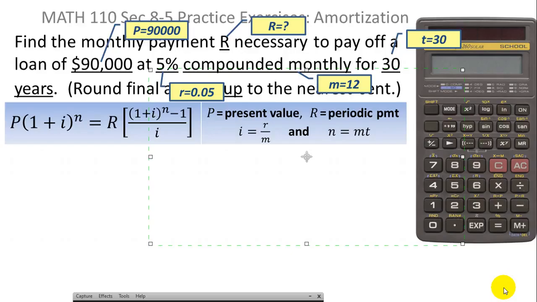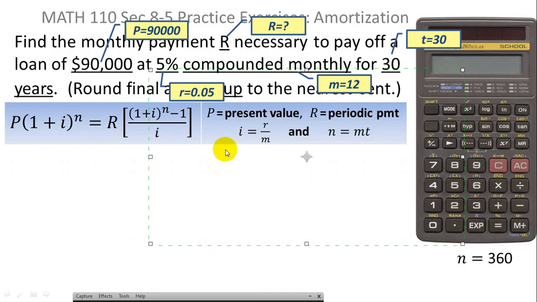Now really it's just a matter of plugging in and starting your calculations. So let's be careful here. We're first going to, before we go into the main formula, the one on the left here, we do have to calculate little i and little n. So let's just do those first. I'll start with n. m is 12 and t is 30, so n is equal to 360. Let's push that n equal 360 out of the way so we can use it later.